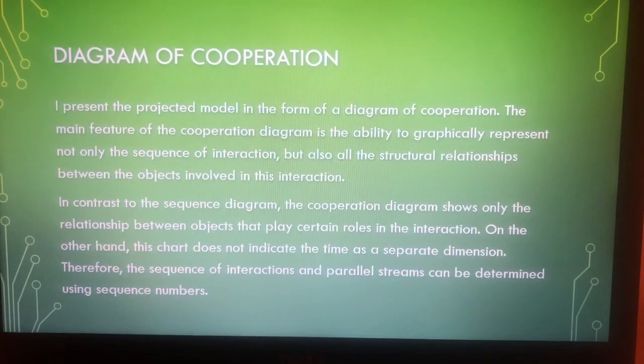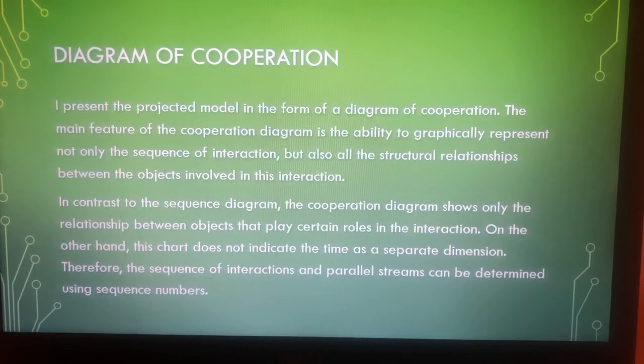I present the model in the form of the diagram of cooperation. The main feature of the cooperation diagram is the ability to graphically represent not only the structure of interaction but also all the structural relationships between the objects involved in this interaction. In contrast, the structural diagram shows only the relationship between objects that play certain roles in the interaction. On the other hand, this chart does not indicate the time dimension.